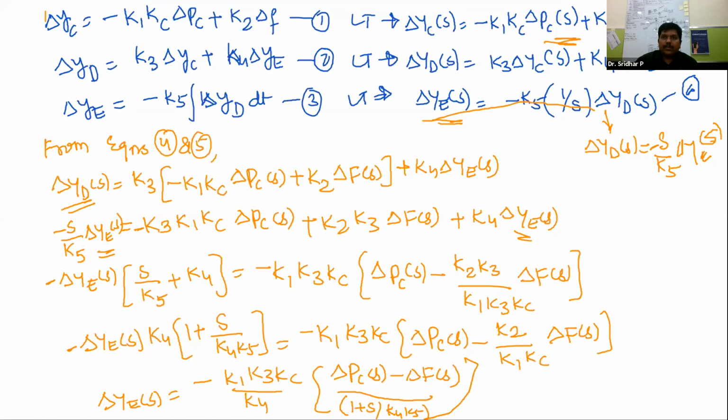Okay. So next one is, so what we got is delta Y of S is equal to minus, I think the minus will disappear. So the minus won't be there. Right.